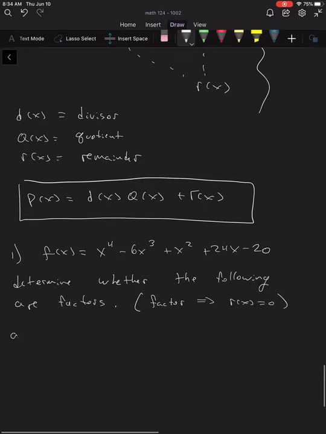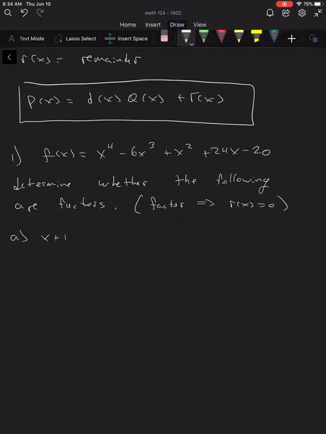So for the first one we want to do it with x plus 1. In order to know if x plus 1 is a factor, we need to do the division with x plus 1 and see if our remainder is 0. All right, so let's start with this. We write x plus 1, and then we put our polynomial in here, x to the fourth minus 6x cubed plus x squared plus 24x minus 20.